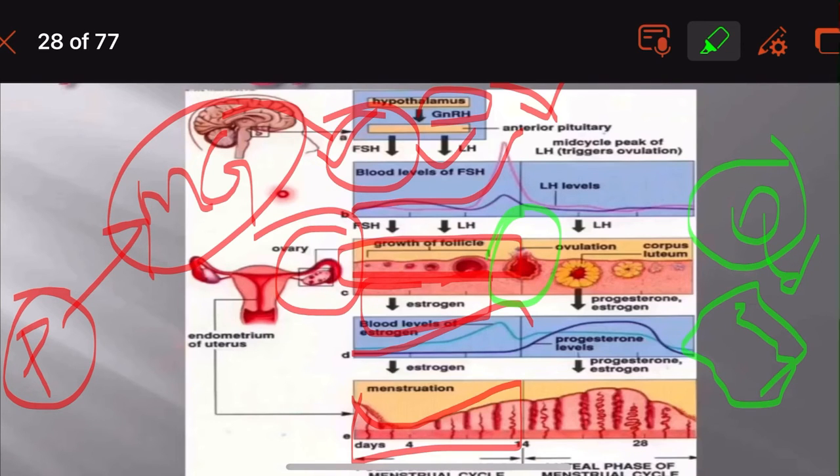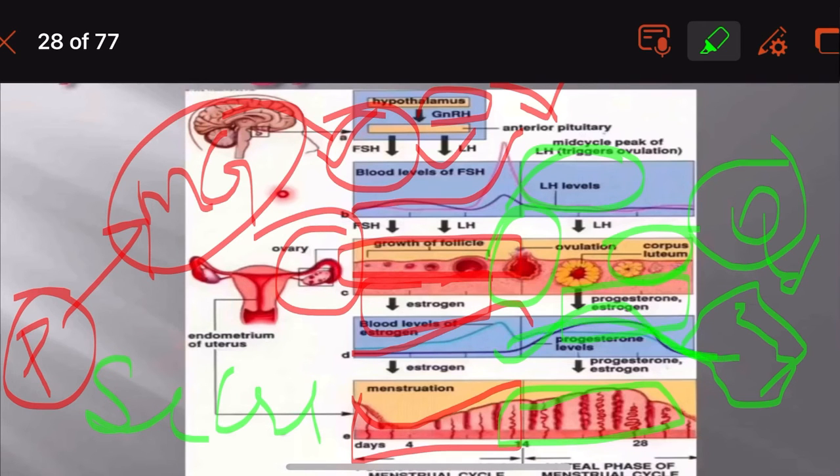Now the LH levels come into action. The luteinizing hormone causes the production of the corpus luteum. This corpus luteum is going to secrete progesterone. Once the level of progesterone in the blood increases, it prepares the endometrium for implantation and also for the secretory phase. Guys, what happens here?